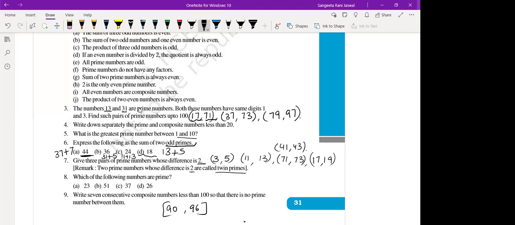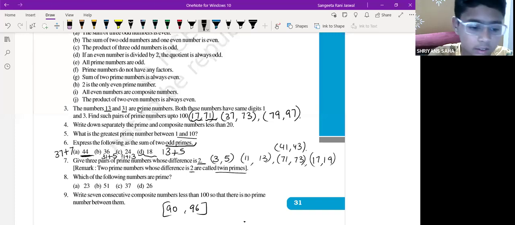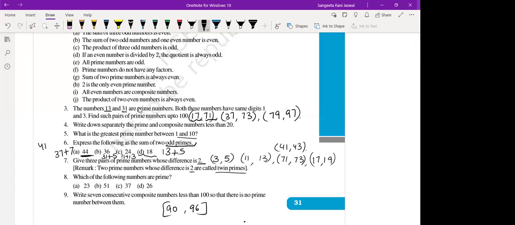So there are different ways of writing. It's not only that 37 and 7 will make 44. It can be some other combination also. But it should be an odd, prime number. All prime numbers are odd only except 2. Ma'am, 41 plus 3. Okay, so you can make different combinations also, right? 37 plus 7. 36 you can make by 31 plus 5.